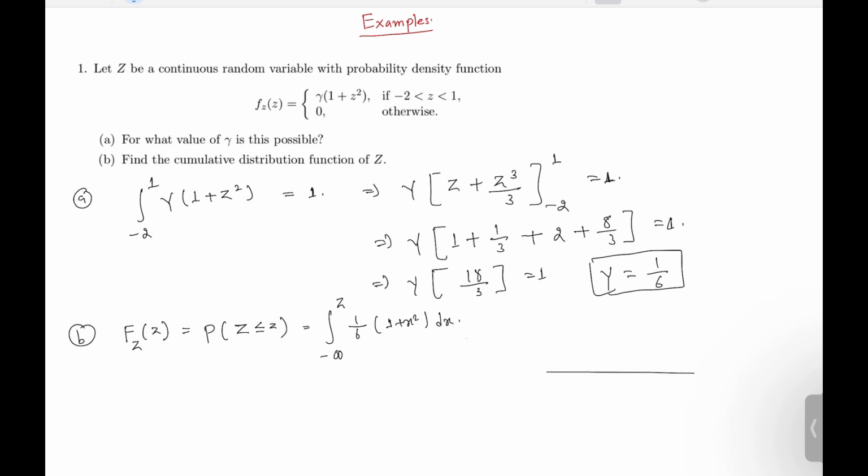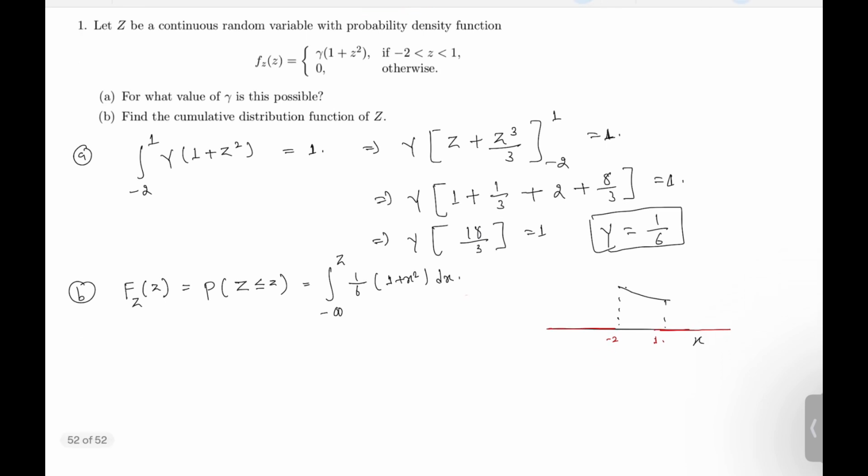So if you try to plot this probability density function, we have taken x as a dummy variable. It is 0 outside this interval, so from minus infinity to -2, and from 1 to infinity, the probability that the random variable will take a value is 0. It has some PDF in the range from -2 to 1, right?